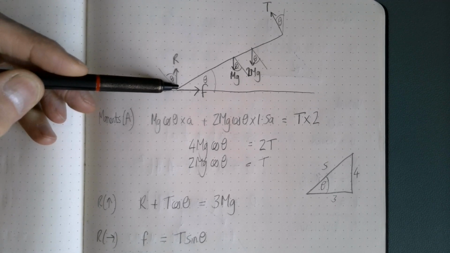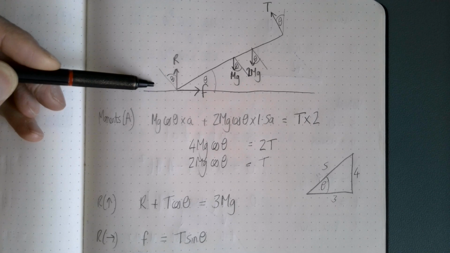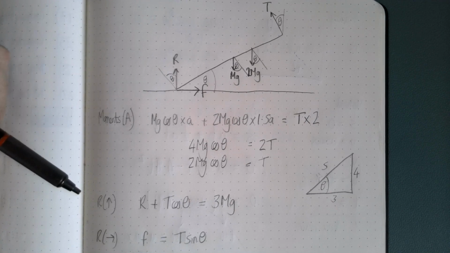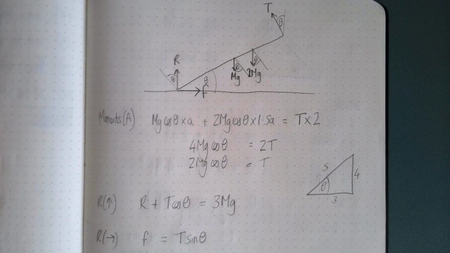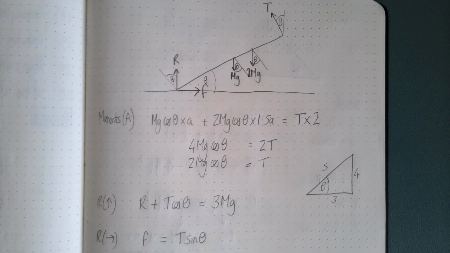This rod wants to slide that way, and that's why friction force is acting that way. That's actually the answer to part A. Friction always opposes the direction something is either moving or wants to move.